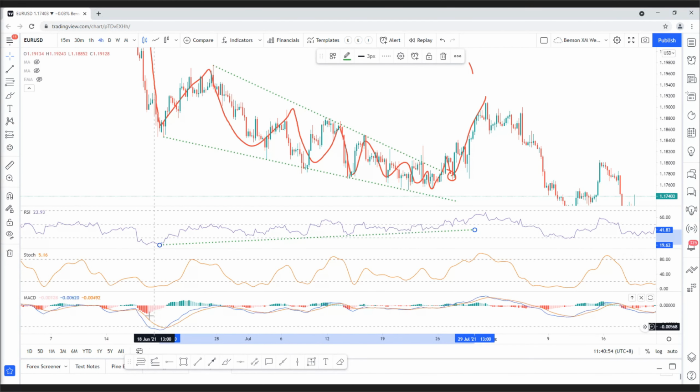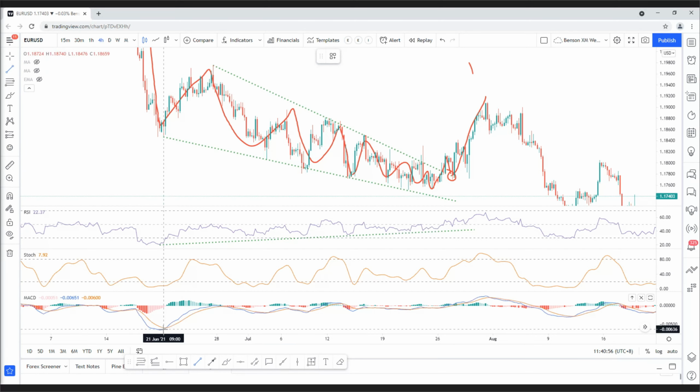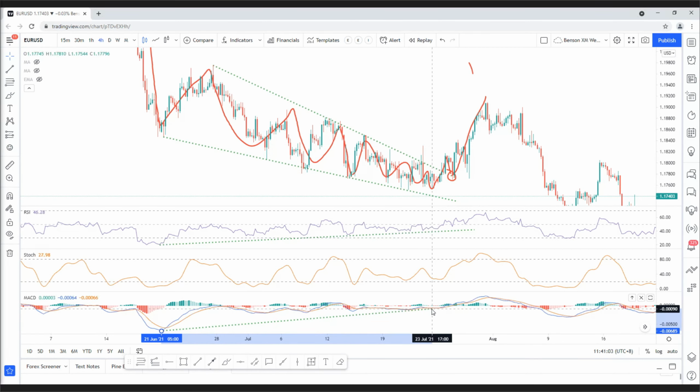Likewise, let me go to MACD. MACD is showing a similar pattern. MACD is moving up, whereas the price action is moving down. This is typical of a divergence where there could potentially be a bullish reversal. So let us go down to the stochastic.